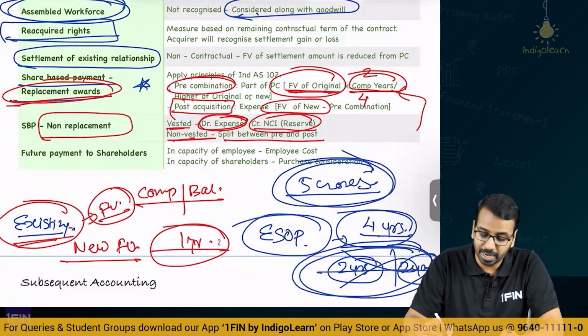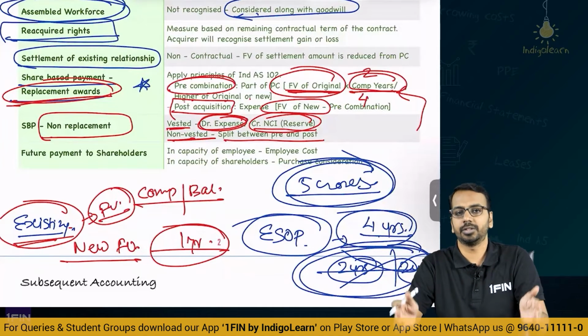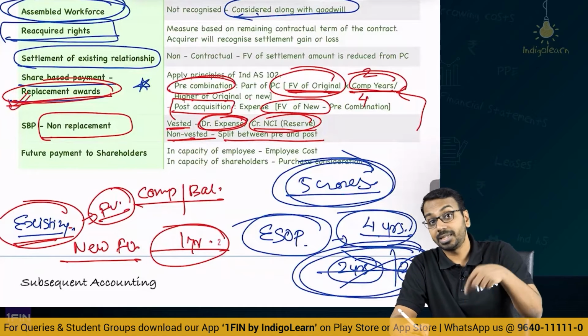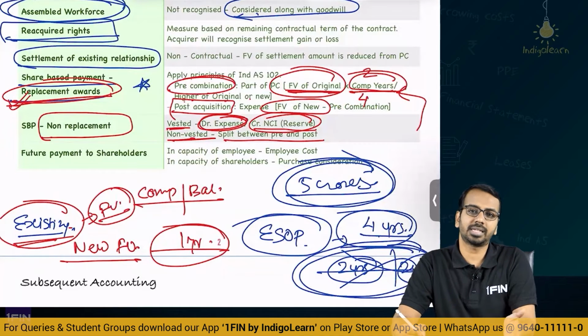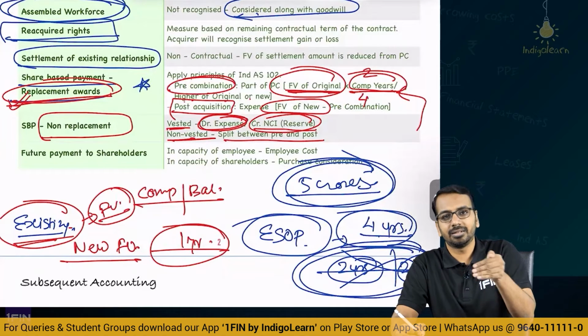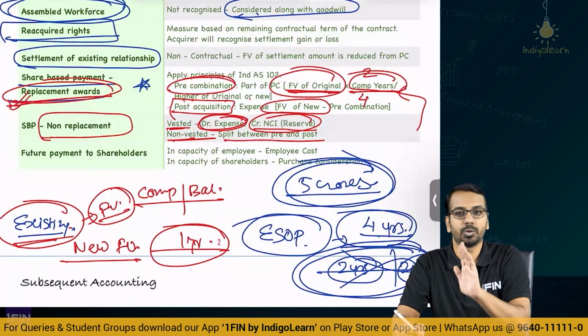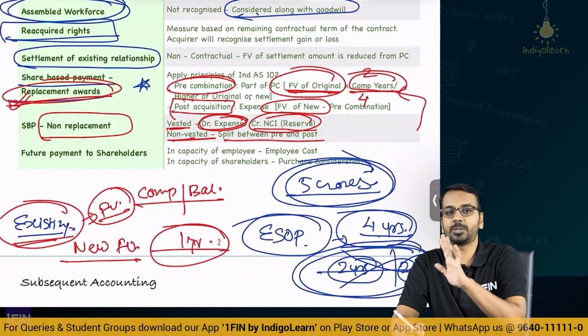So, if it is non-replacement, will we have new fair value, old fair value? No, you will just split that based on the number of years. Okay. In examination, mostly replacement is being tested, but even if they test non-replacement, if it is already vested, you will debit the expenses and credit NCI. And if it is non-vested, you will split between pre and post. Pre portion goes to purchase consideration, post portion goes to expenses.